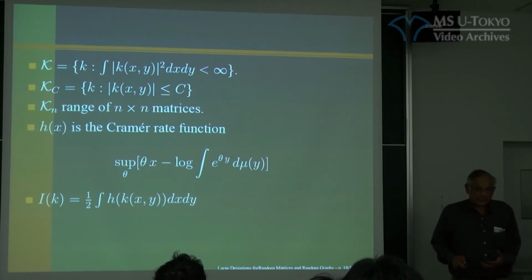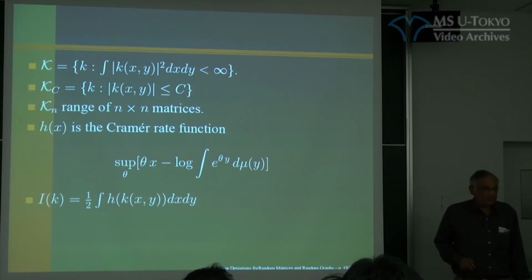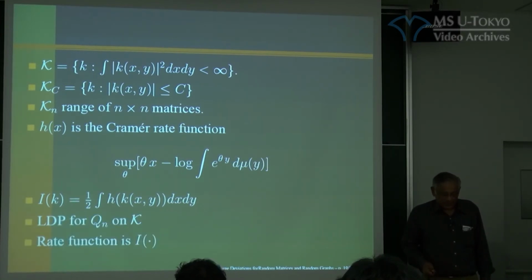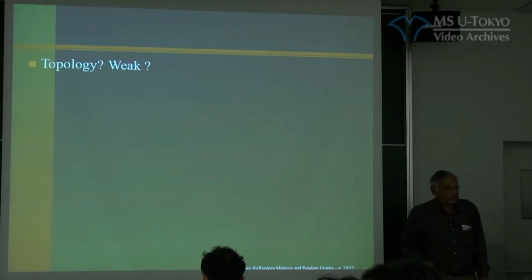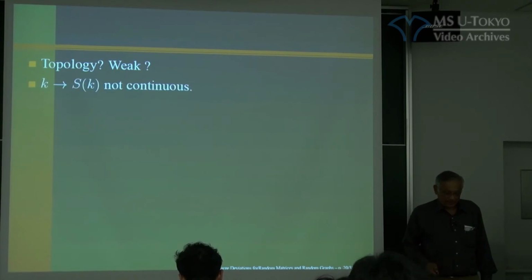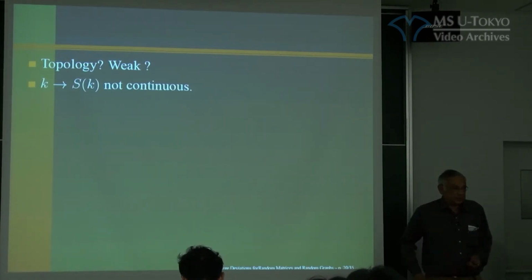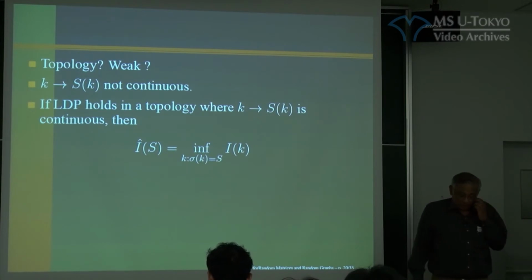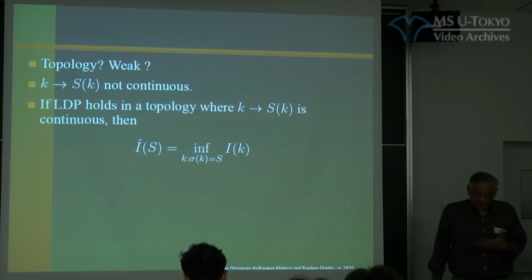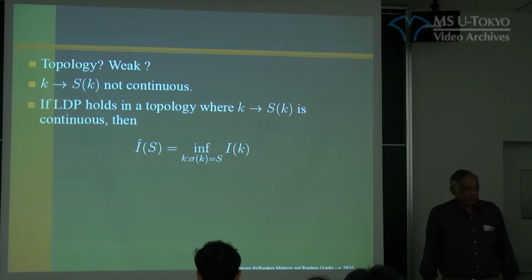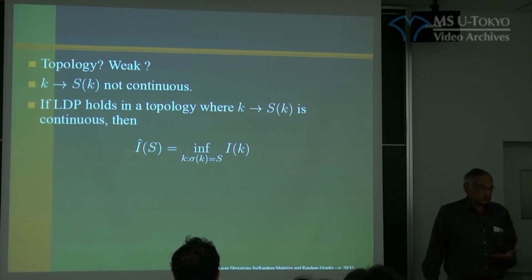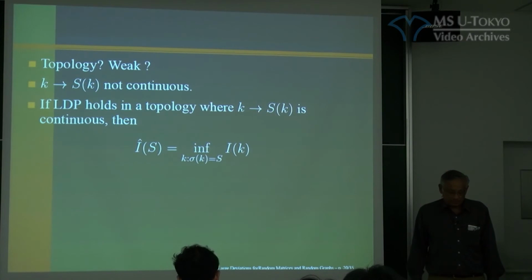So, why can't I just project and get the answer for eigenvalues? Well, topology is the problem. The LDP for Q_n on K, the rate function I is fine, but the topology is the weak topology. And in the weak topology, the mapping from a kernel to a spectrum is not continuous. So, I can't do it. If you can prove the large deviation principle in some topology where K to its spectrum is continuous, then you could take the infimum over the fiber and get the large deviation principle downstairs. So, can you think of a topology in which K to its spectrum is continuous?